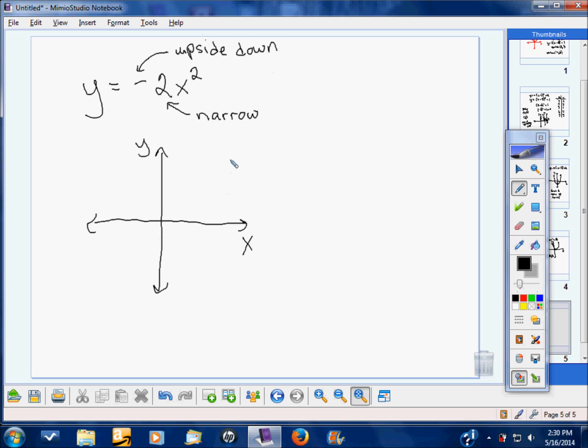All right. Now, where's our vertex? 0, 0. Because there's nothing added or subtracted to the x, and there's nothing over here. So it's still at 0, 0. Okay, it didn't move left or right, but it does open downward, opens down, and it is narrow.